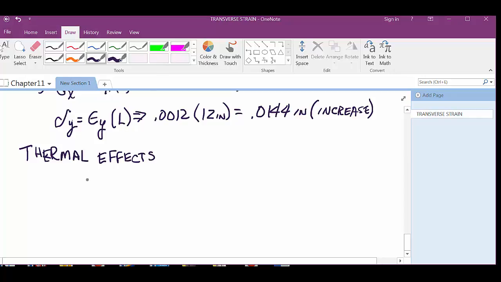It's the dimensional change due to temperature change. Simply stated. Change, delta. Good enough?